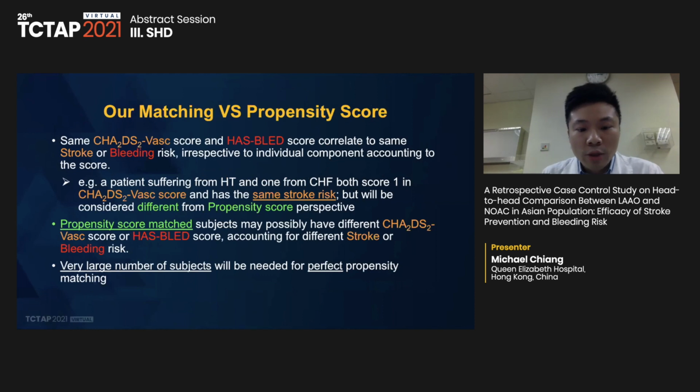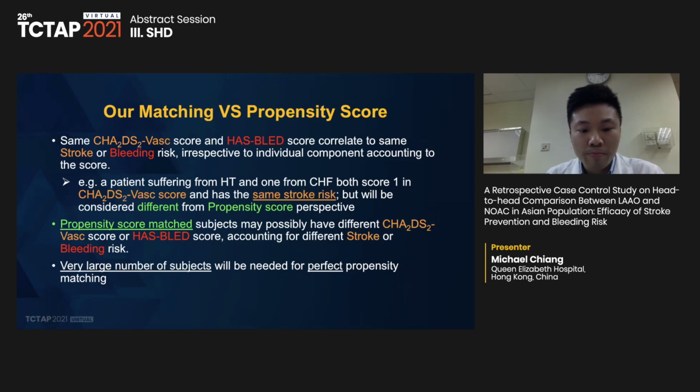So we chose our own matching method rather than the commonly used propensity score matching, as we find that propensity score matching provides a less valid comparison in our case. There are 2 reasons. Firstly, the same CHA2DS2-VASc score or HAS-BLED score should correspond to the same stroke or bleeding risk, irrespective of the score component, which were the primary outcome of our study. For example, if one patient is suffering from hypertension and another patient is suffering from congestive heart failure, they should both be scored 1 in the CHA2DS2-VASc score and are deemed to have the same stroke risk, but will be considered different in propensity score matching.